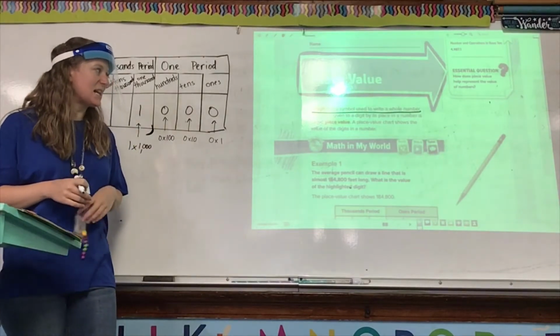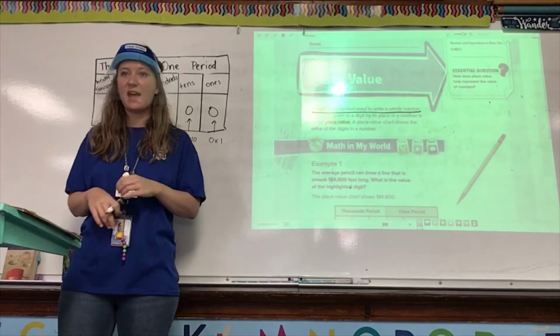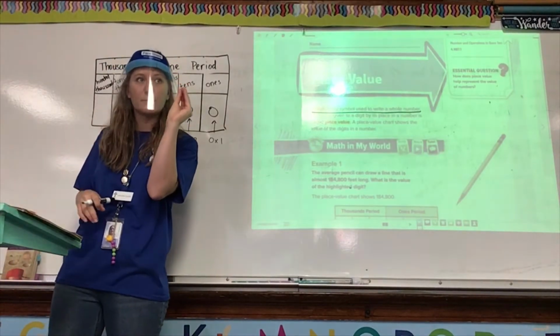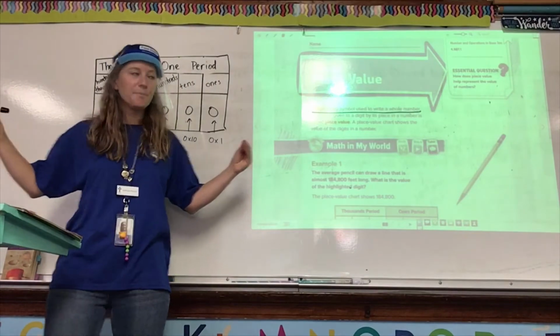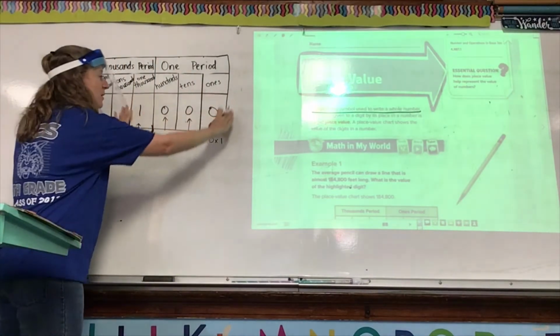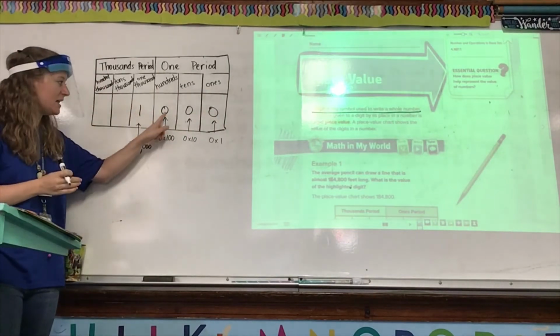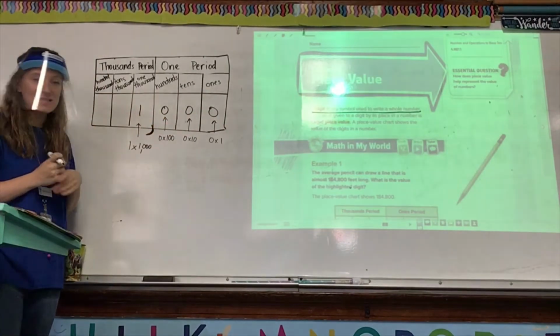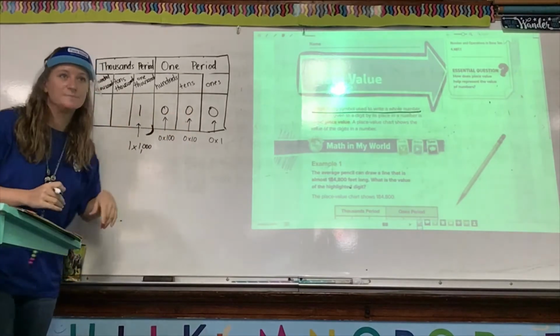A digit is any symbol used to write a whole number. That means that is one little number inside a big number. This 1 is a digit in the number 1,000. These zeros are digits in the number 1,000.